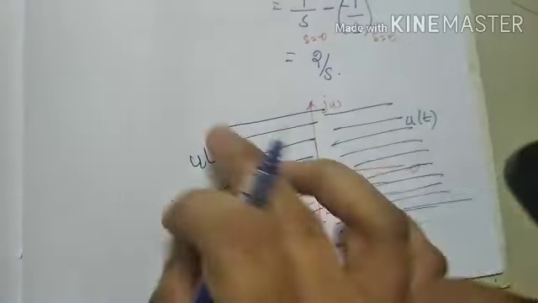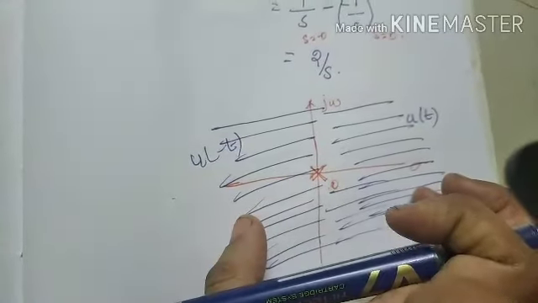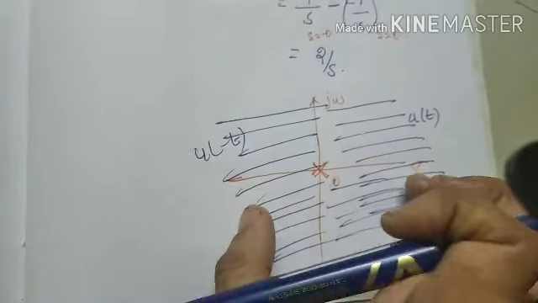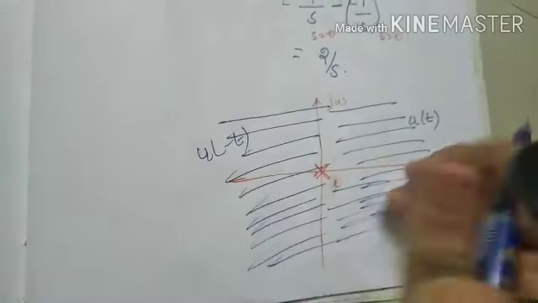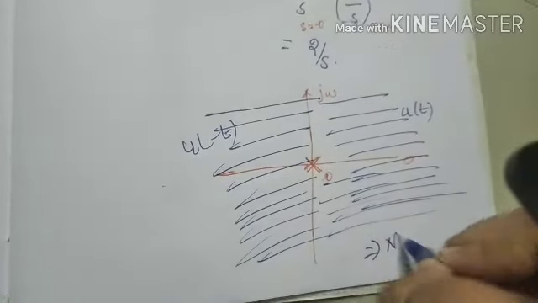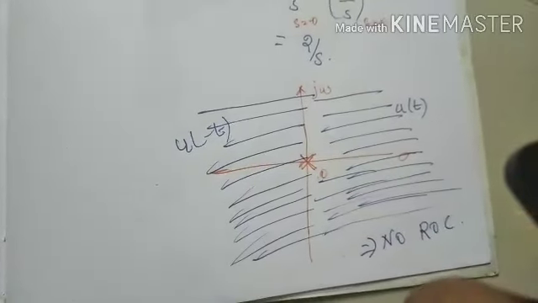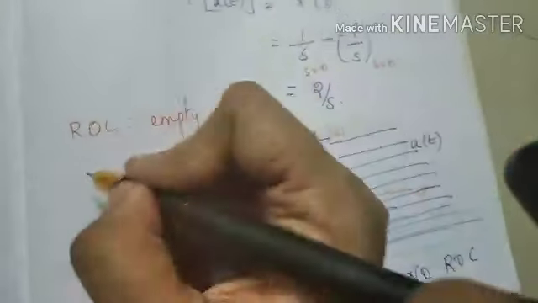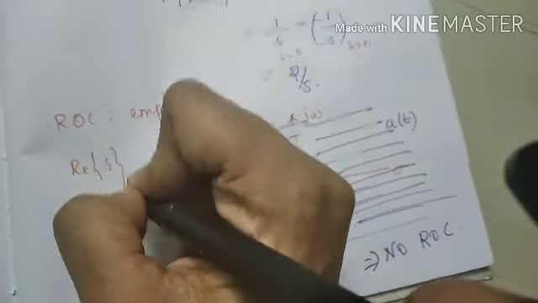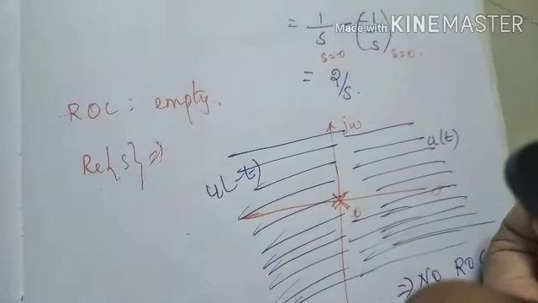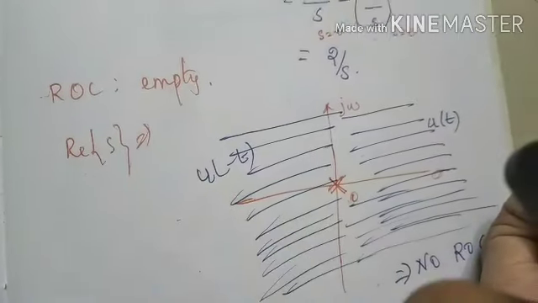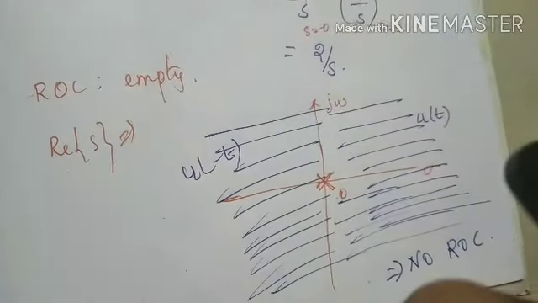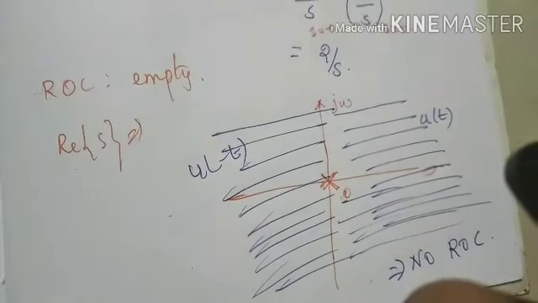Now we are going to find the common area between these two regions of convergence. There is no common area between these two regions of convergence. So there is no region of convergence, that is, the region of convergence is empty. That is, the real set of s is empty, right? This is the answer for the given problem. There is no region of convergence for the signum function.